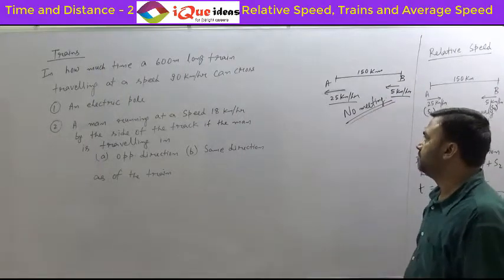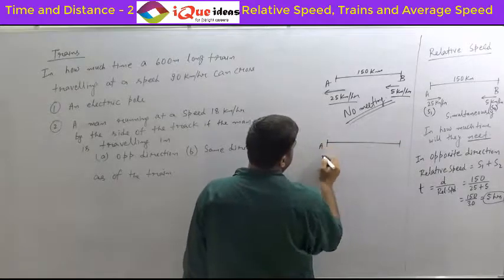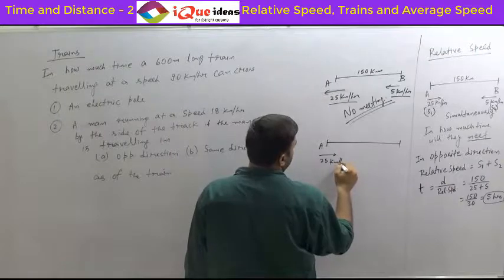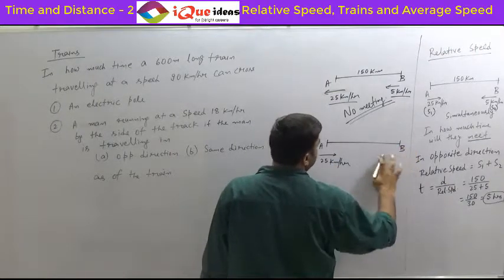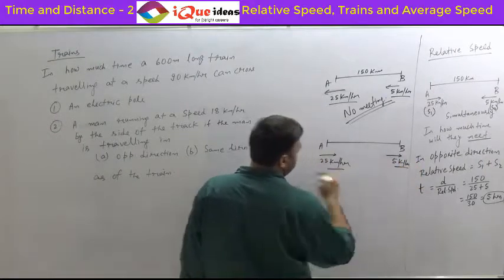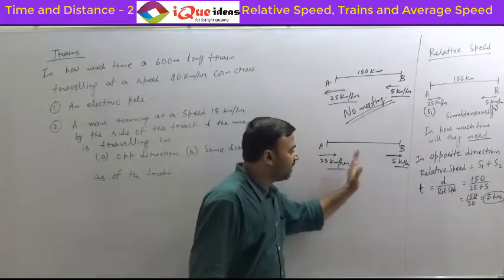Alright? Let's take another situation. Just reverse the directions. So the person from A starts in this direction at a speed of 25 kilometers per hour, and the person from B in this direction at a speed of 5 kilometers per hour. Now what is happening? Now the faster person is behind. So this person is traveling at 25 kilometers per hour.